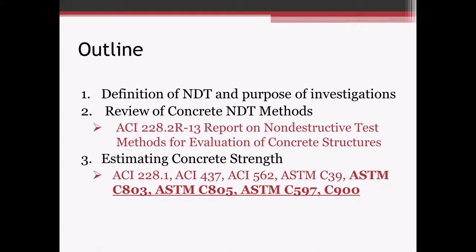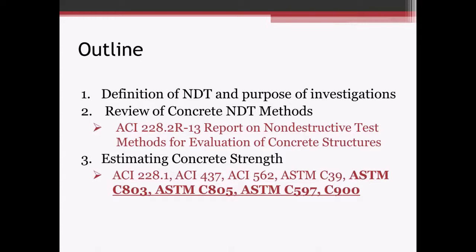So here's just a quick outline. We'll talk about what NDT is, the definition of NDT, or non-destructive testing. We'll review some different concrete NDT methods. Pretty much all of the methods that we'll be talking about today are covered in ACI 228.2, which is a report on non-destructive test methods for evaluation of concrete structures. And then towards the end, the last 10 minutes or so, we'll talk about estimating concrete strength using non-destructive test methods.